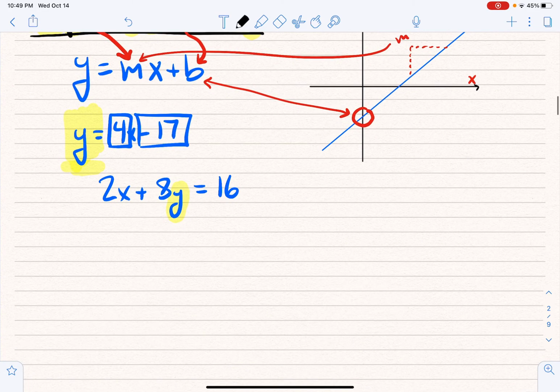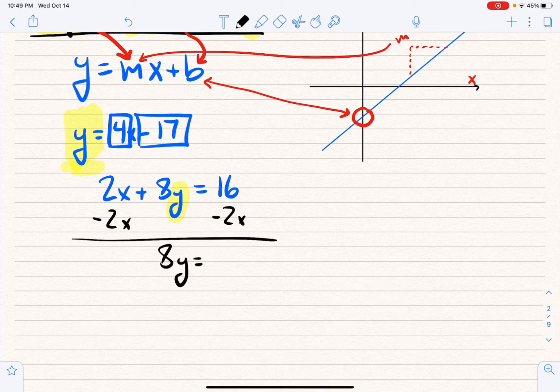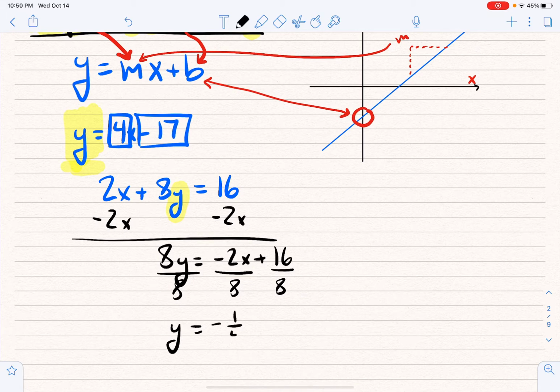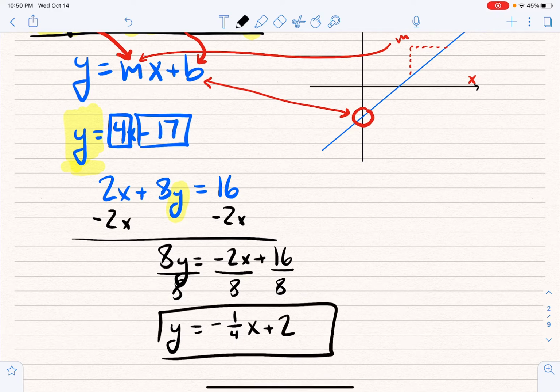So let's think about how I do that. First thing I'd do is subtract 2x from both sides. That would leave only 8y on this side, and on the other side, I'd have negative 2x plus 16. Then I'd have to divide everything by 8, trying to get the y all by itself. And that would mean I'd have y equals negative 2 over 8, which is the same thing as negative 1/4, x plus 16 divided by 8, which is 2. This is in slope-intercept form.